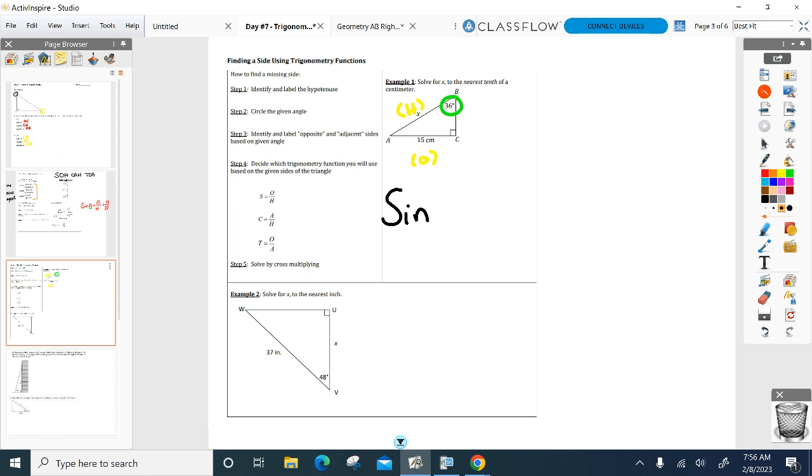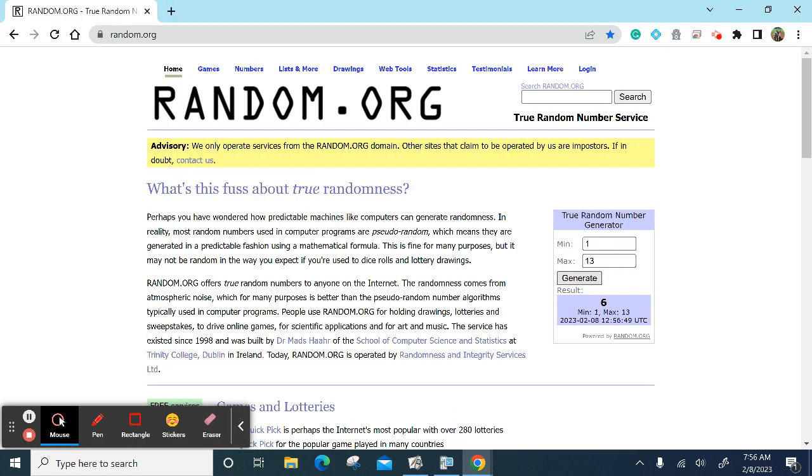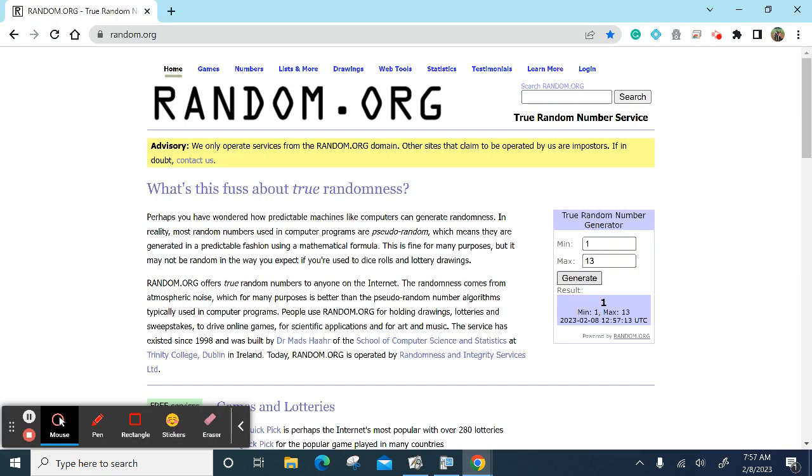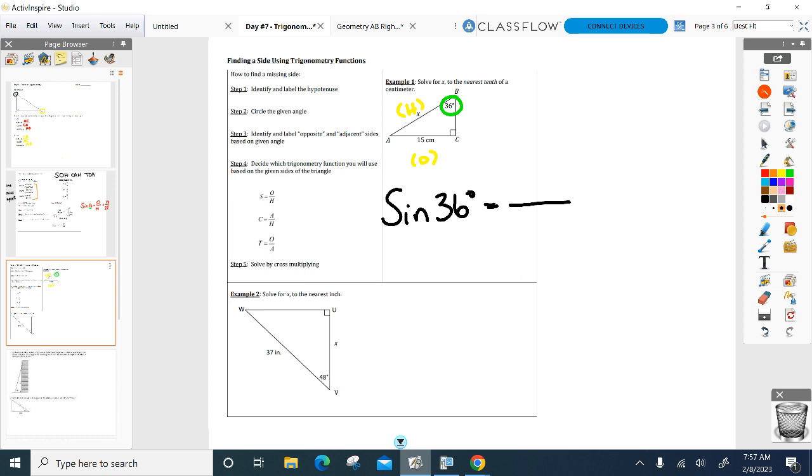Sine of what angle are we going from? 36. Okay, angle B, which is how big? 36. So the sine of 36 degrees, angle B, is equal to, now write the ratio in the correct order, opposite over hypotenuse. Opposite side over hypotenuse. Opposite side is what? 15 over hypotenuse. There you go. So you guys just set up the equation.